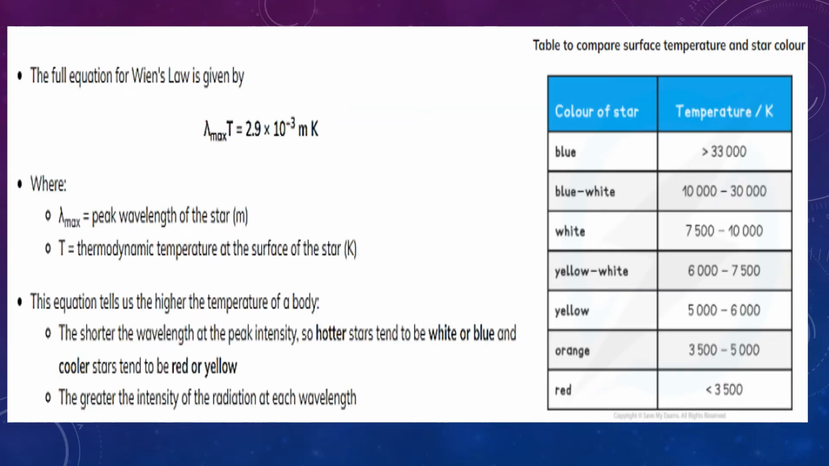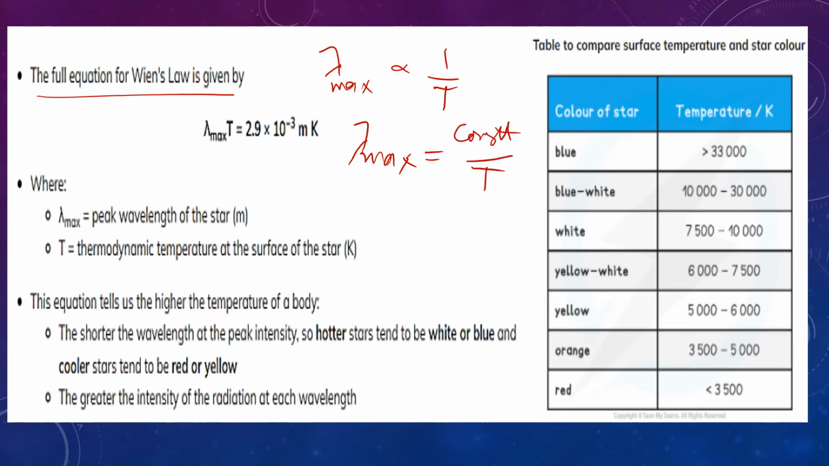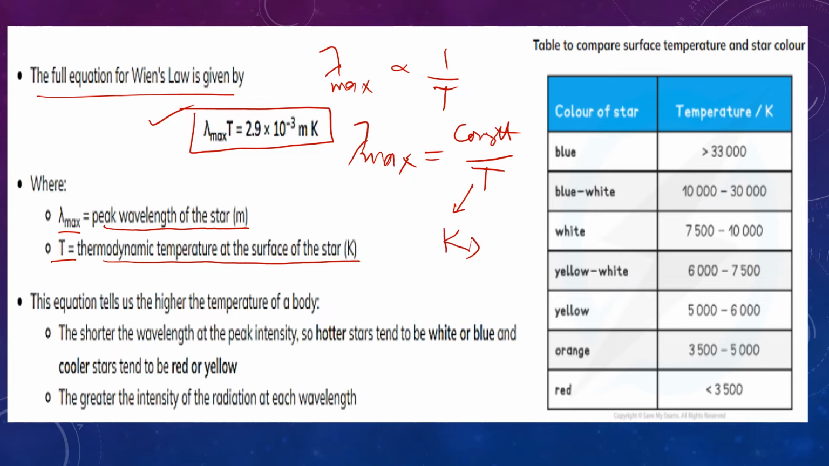Well, the full equation for Wien's law, which was lambda maximum is inversely proportional to temperature. So lambda maximum equals constant over temperature. From here we can develop this: lambda maximum times T is 2.9 times 10 to the power minus 3 meter Kelvin. This would be given in the data booklet as well. So lambda maximum is the peak wavelength of the star and T is the thermodynamic temperature at the surface of the star. And remember, this temperature will be in Kelvin and this is in meters.